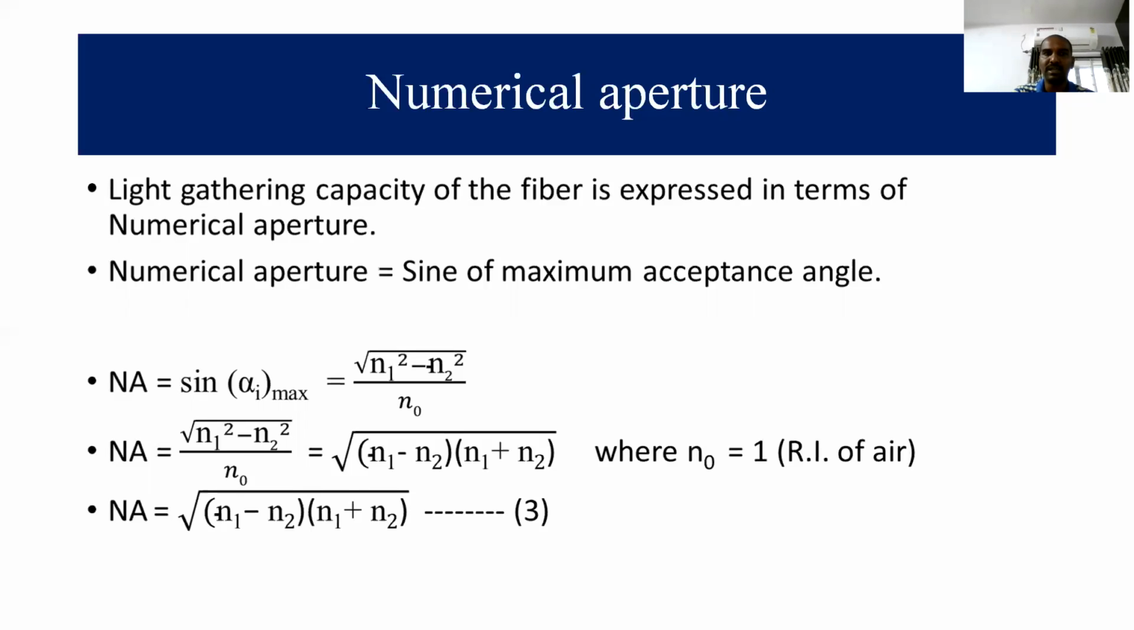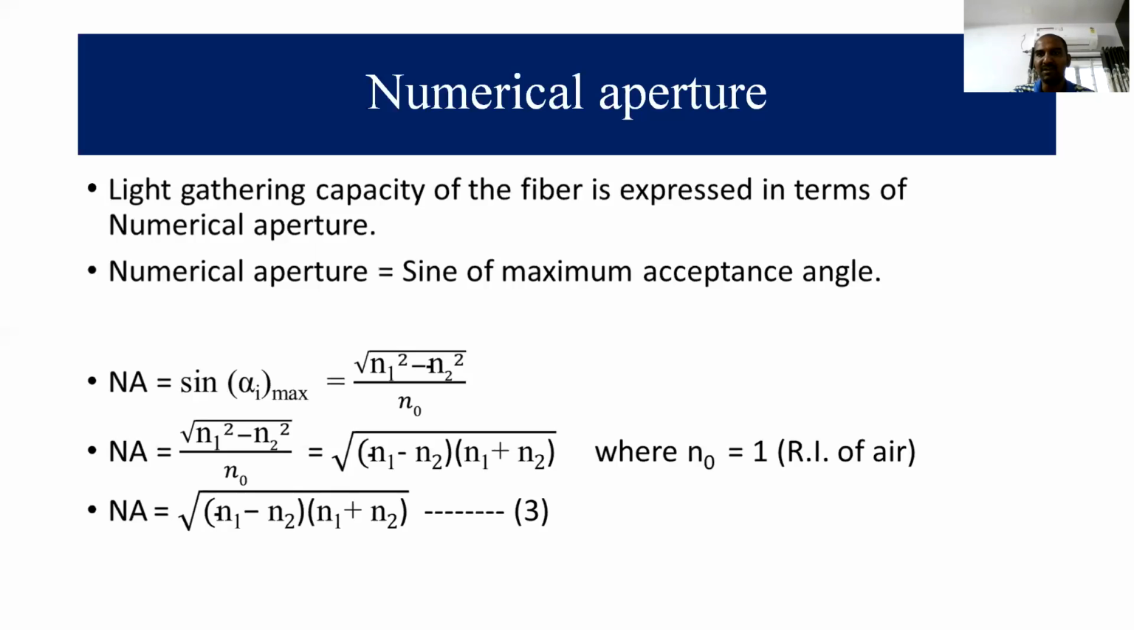In other words, there is a relationship between numerical aperture and acceptance angle, expressed as: the sine of the maximum acceptance angle is called the numerical aperture. That is, NA = sin θA. We already know the expression for sin θA is the square root of n1 square minus n2 square divided by n0. Therefore, by substituting, NA is equal to the square root of n1 square minus n2 square divided by n0. Here n0 is the refractive index of air, whose value is 1. That's why numerical aperture NA is equal to the square root of n1 square minus n2 square.